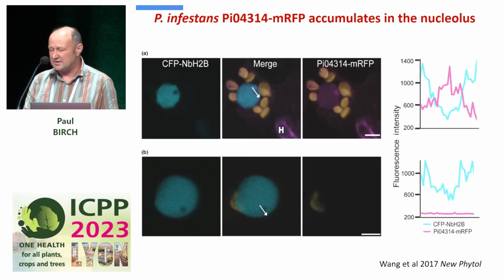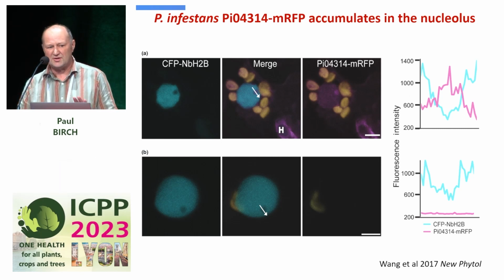To look a bit further at infection, we have some transgenic plants that we're looking at here, transgenic Nicotiana benthamiana, which is a host of Phytophthora. That is expressing cyan fluorescent protein, CFP, fused to histone H2B. This is in the nucleoplasm, but it's not in the nucleolus.